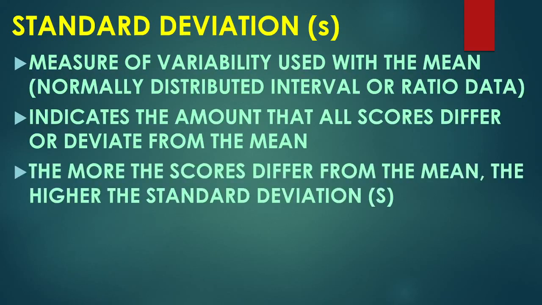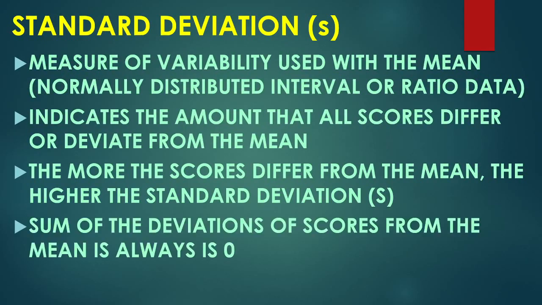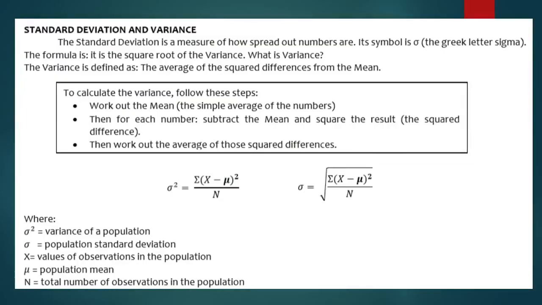The more the scores differ from the mean, the higher the standard deviation. The sum of the deviations of scores from the mean is always 0. So take a look at this one.